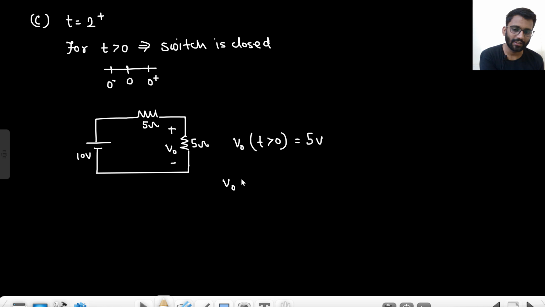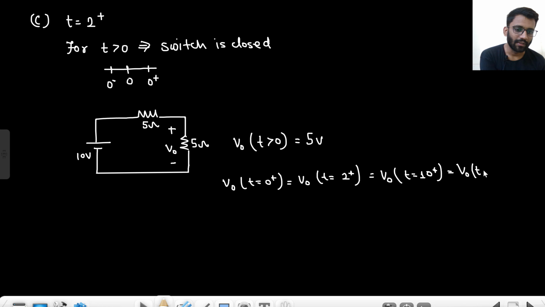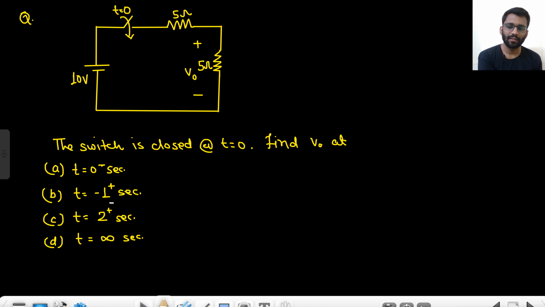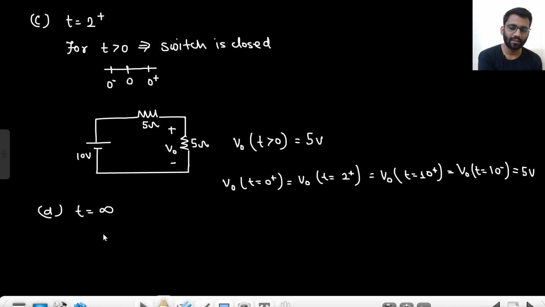So if they had asked for the value of V naught at t equals 0 plus, at t equals 2 plus, at t equals 10 plus, at any time, or at t equals 10 minus or 2 minus as well, for time t greater than 0, it will always be 5 volt, right? In D they are asking at time t equals plus infinity. So what will be the value? Tell me. V naught at t equals infinity will be 5 volt only, right?